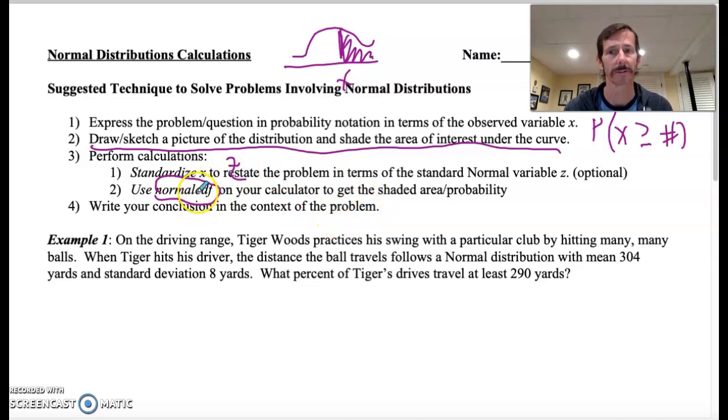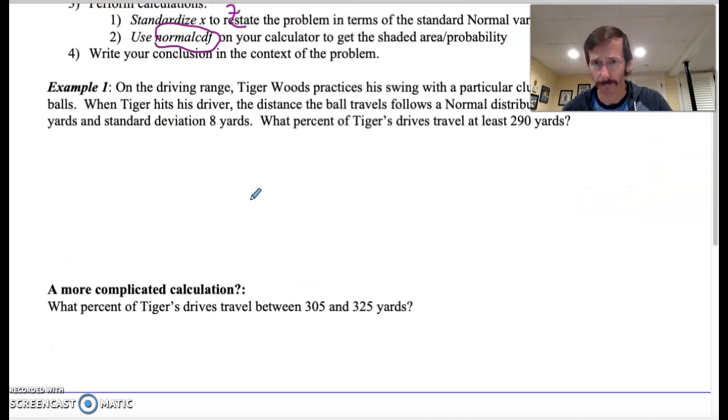Notice this is normal CDF. We will never, ever use normal PDF. I know we used binomial PDF because that was an equal to, but in the normal distribution, we're talking about area, so we will always have an inequality, and we will never have an equal to for normal. So we will always use normal CDF, never PDF. All right, so I'm going to go through an example, and then you're going to try some.